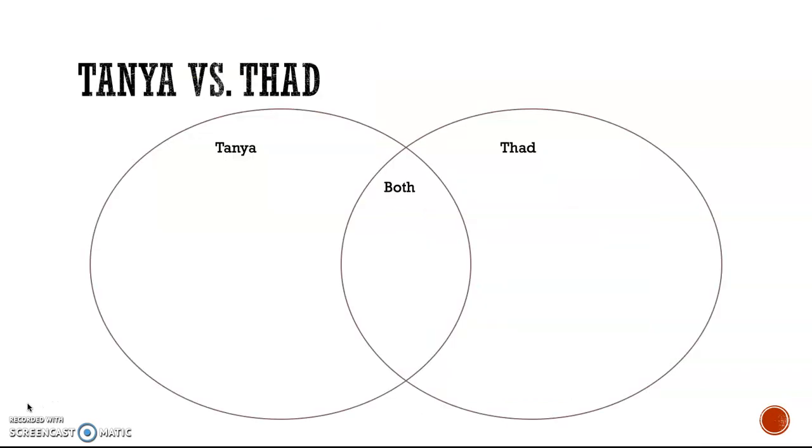So here I have an empty Venn diagram of Tanya and Thad. Let's talk a little bit about what some similarities, some differences that you guys came up with. We'll compare and contrast a little bit. So raise your hand if you have a similarity or a difference.